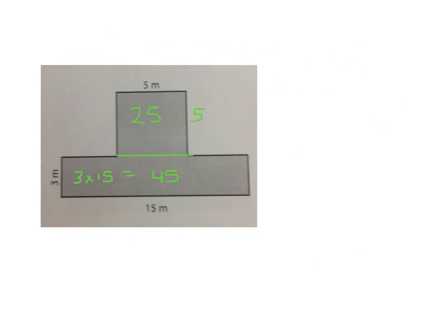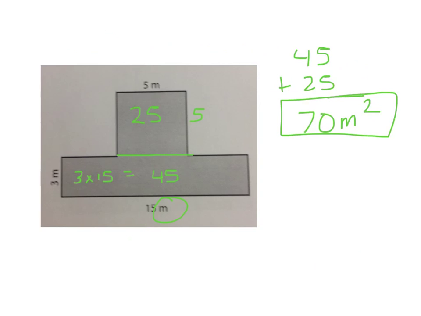So to get the area of this whole figure, I have 45 plus 25. And if I add those together, I get 70. Now don't forget your units. We have meters squared because we are finding the area.